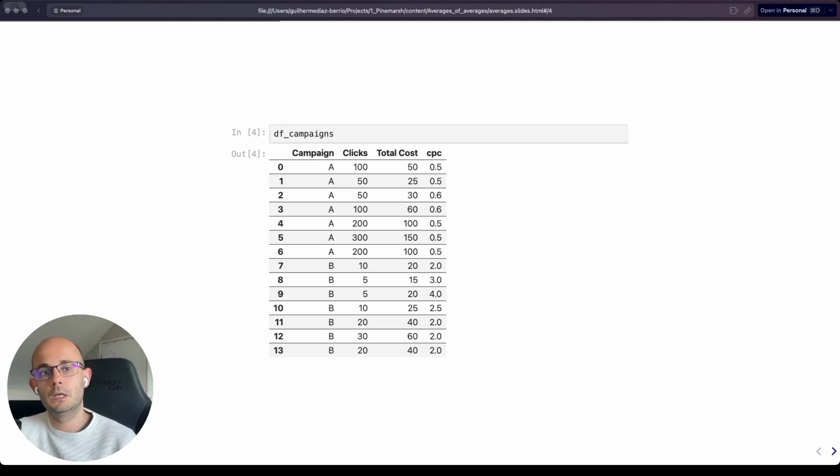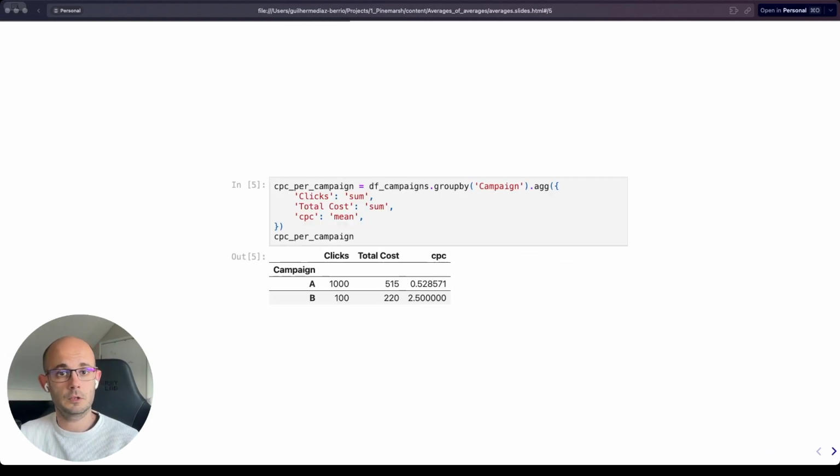Fair enough. Now we're doing a dashboard or an analysis and we want to calculate the average CPC per campaign, campaign A and campaign B. So this is simple. You just group by campaign, you aggregate, you do the sum of clicks, the sum of total cost, and the mean of CPC. And there we have it. The mean CPC of campaign A is 0.52, or 0.53 if you round it.